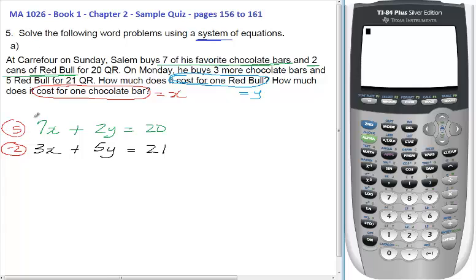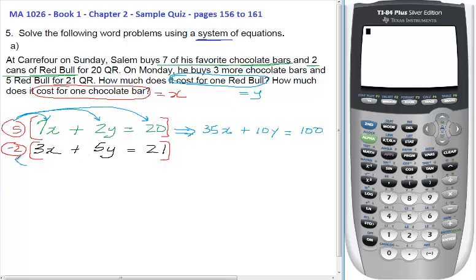Now remember to multiply the whole equation. The whole equation. So how do we do that? 5 times 7, just like a distributive property. So I'm rewriting this equation over here now. 5 times 7 is 35x. 5 times 2y is positive 10y. And don't forget, even over here on the other side, 5 times 20, you multiply every term by 5, is 100.